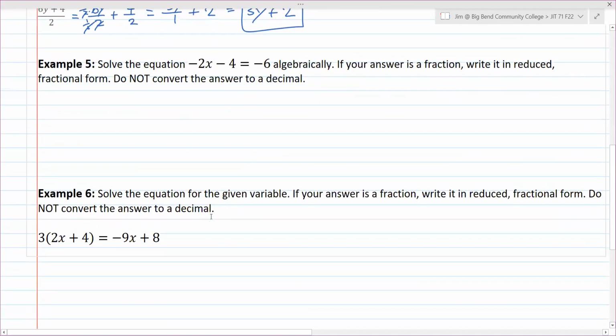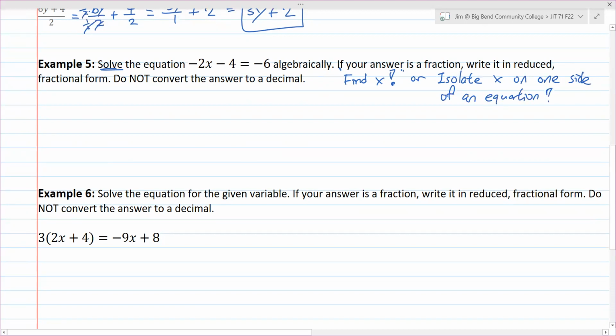Example 5. Solve the equation algebraically. All right, again, what does solve mean? Right, in the context of math, we have to understand the key word. So that means we're finding x. And then if we use simpler English, that means we're isolating x on one side of an equation. So now the result looks like x equals something on the right-hand side. That's what solve means.